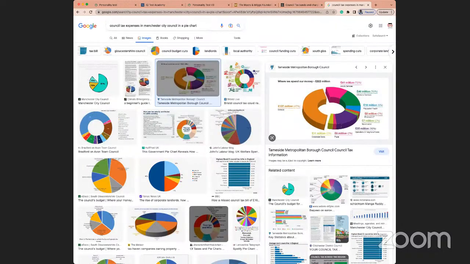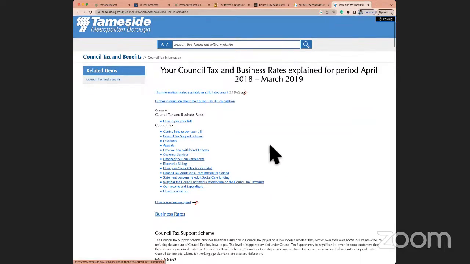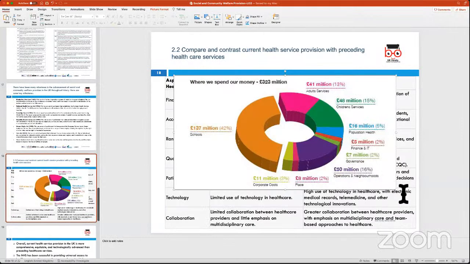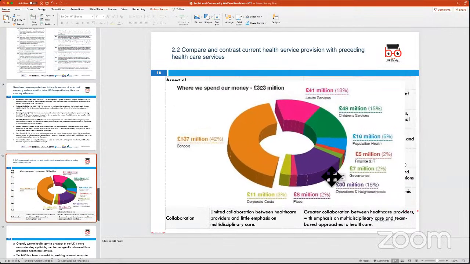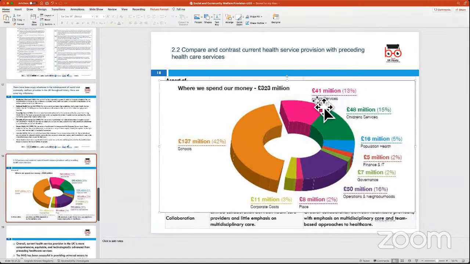Now, if I go back and look at this particular one in terms of how the charges, the council tax that I pay, depending on the type of property I live in, are actually used by the local council. If I just take you back to the presentation, because I've dragged the image here, you can see how the tax that we pay to a particular council, just as an example, is broken down. So it says adult services 41 million, children's services 48 million, population health 16 million. You look at governance, you look at operations and neighborhood, place, corporate cost, and schools.